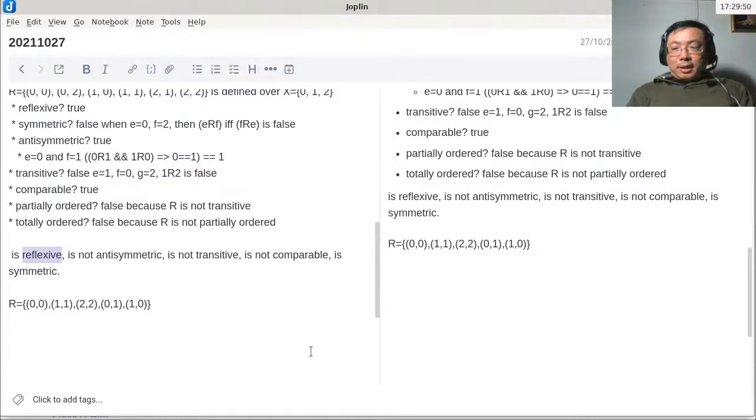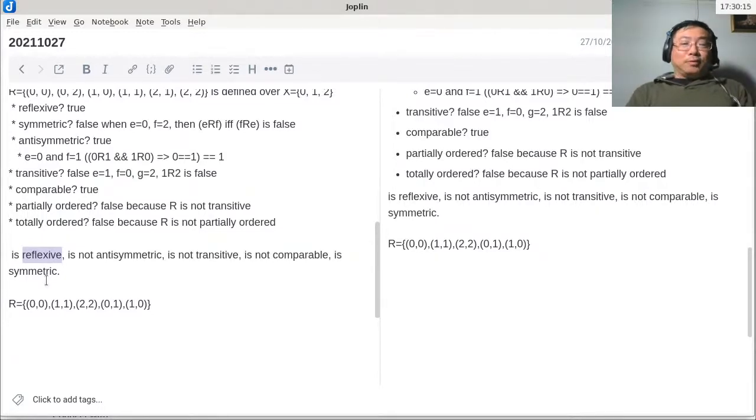Alright, so Adam says add 1, 2, and 2, 1. If you add 1, 2, and 2, 1, that will make it not transitive. It will still be symmetric, and it is not comparable. Or is it? Nope, you cannot just add 1, 2, because if you add 1, 2, it will not be symmetric anymore.